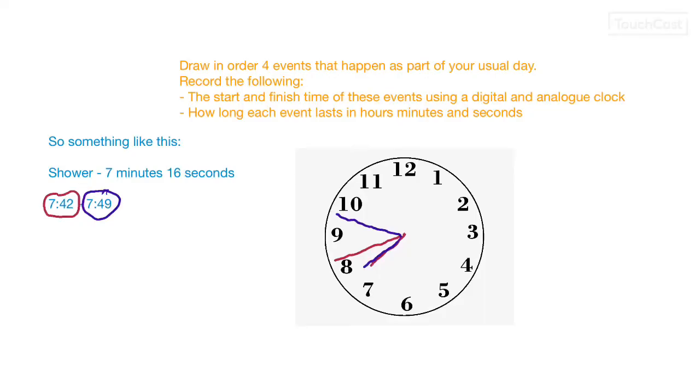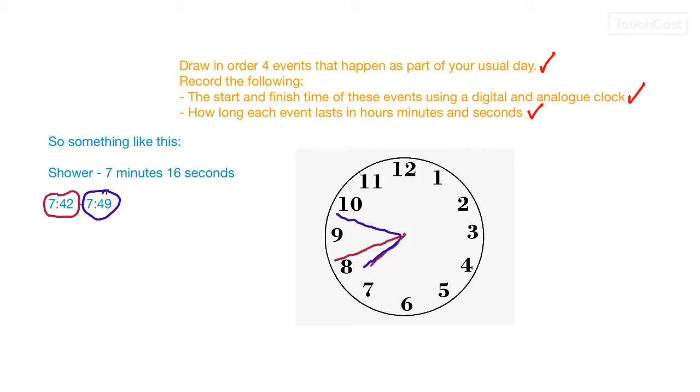Okay, morning everyone. So our first maths activity today is getting you to think about how much time it takes you to do stuff at home. This is your activity here. Draw or write in order 4 events that happen as part of your usual day. You need to record the start and finish time of these events using a digital and analog clock, and how long each event lasts in hours, minutes, and seconds. I've given you an example of one way you could go about doing this.